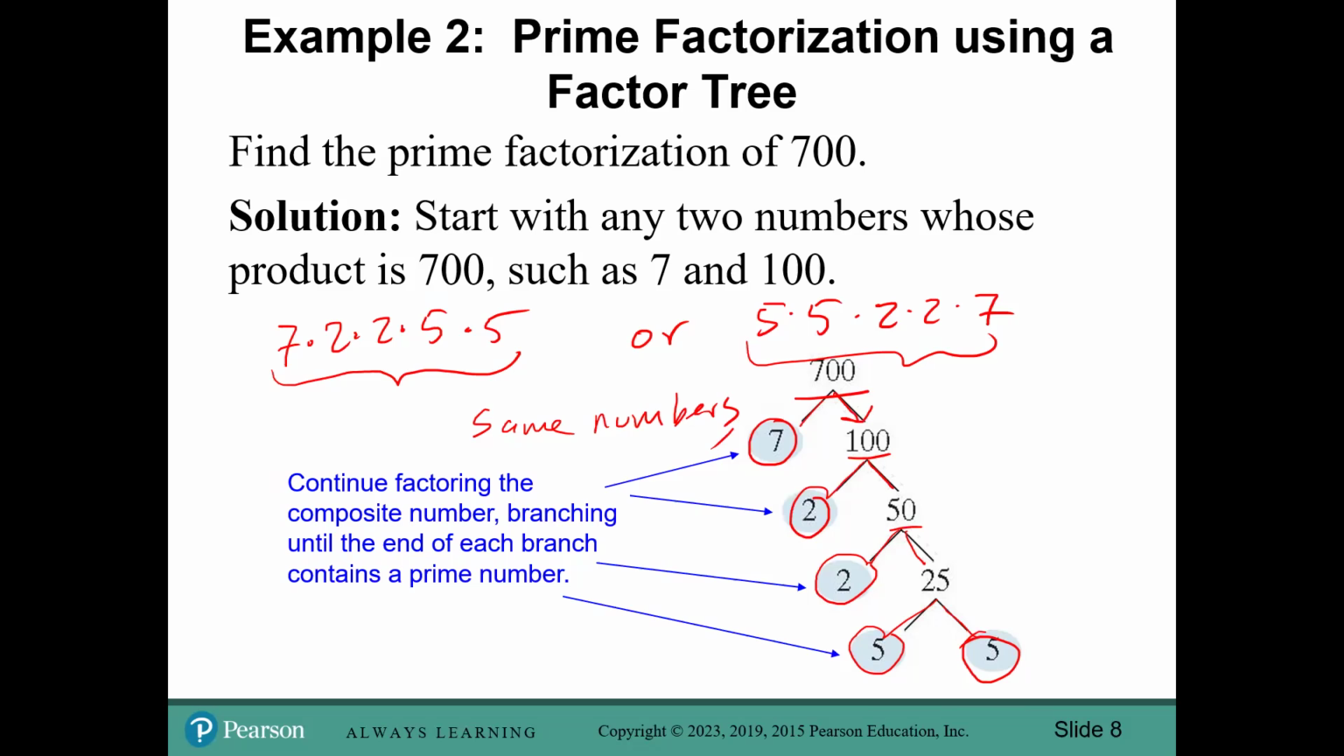So what we would do is write this in order of increasing prime numbers. So I would write 2 first, and I would write it in exponential notation. So it's 2 squared because there's two of them. And then the next highest prime is 5, and there's two of those, and then there's a 7. And this will be unique. When you order it in this way, every time you break down 700, you'll get this list of primes.